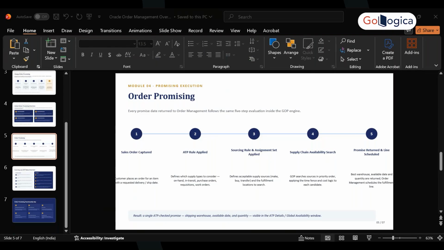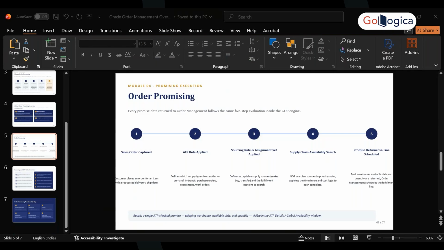So here we are on Module 4, that is promising execution, that is order promising. In the previous module, we understood the process of GOP and how it determines the delivery commitment for a customer order. In this module, we will learn the complete order promising flow, which explains how Oracle processes a sales order from the moment it is entered until a promise date is returned.